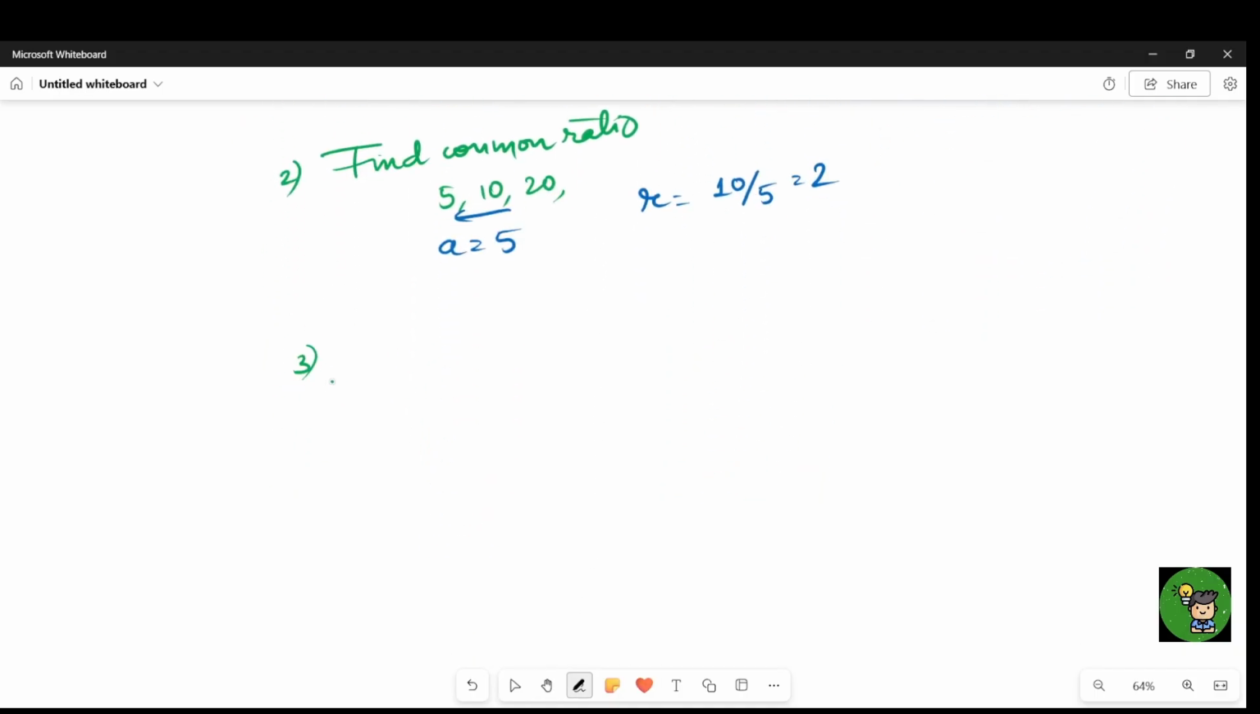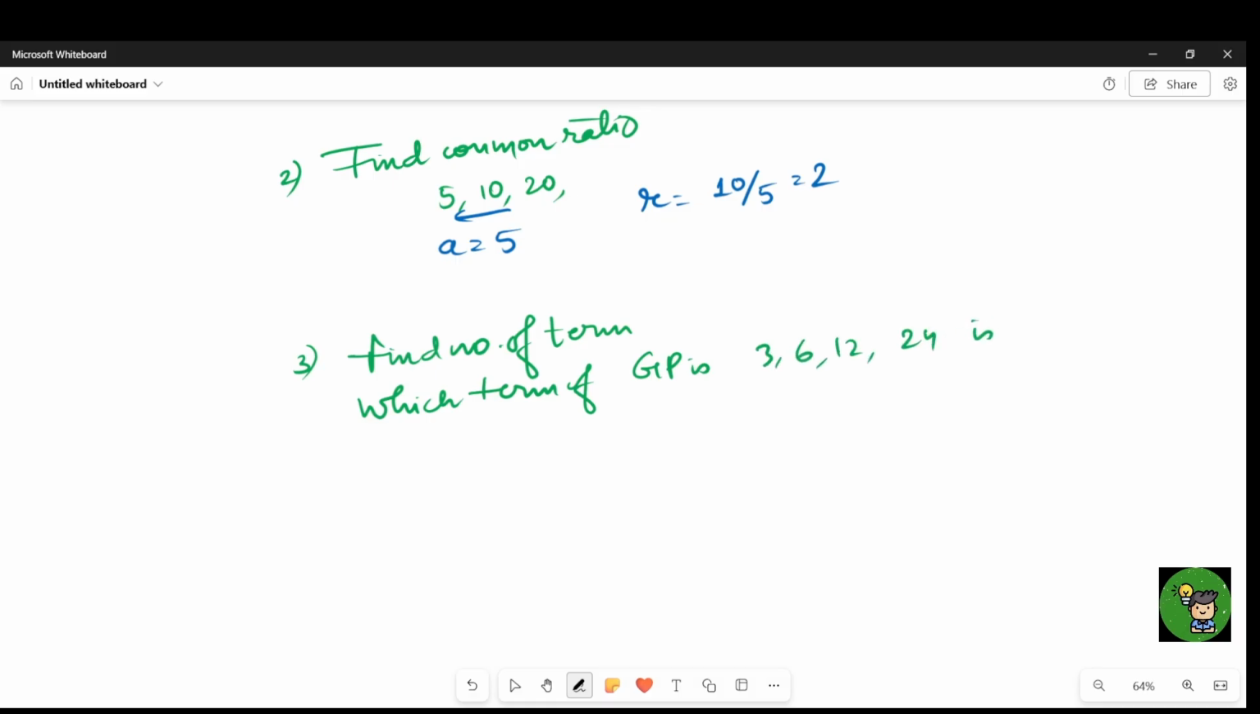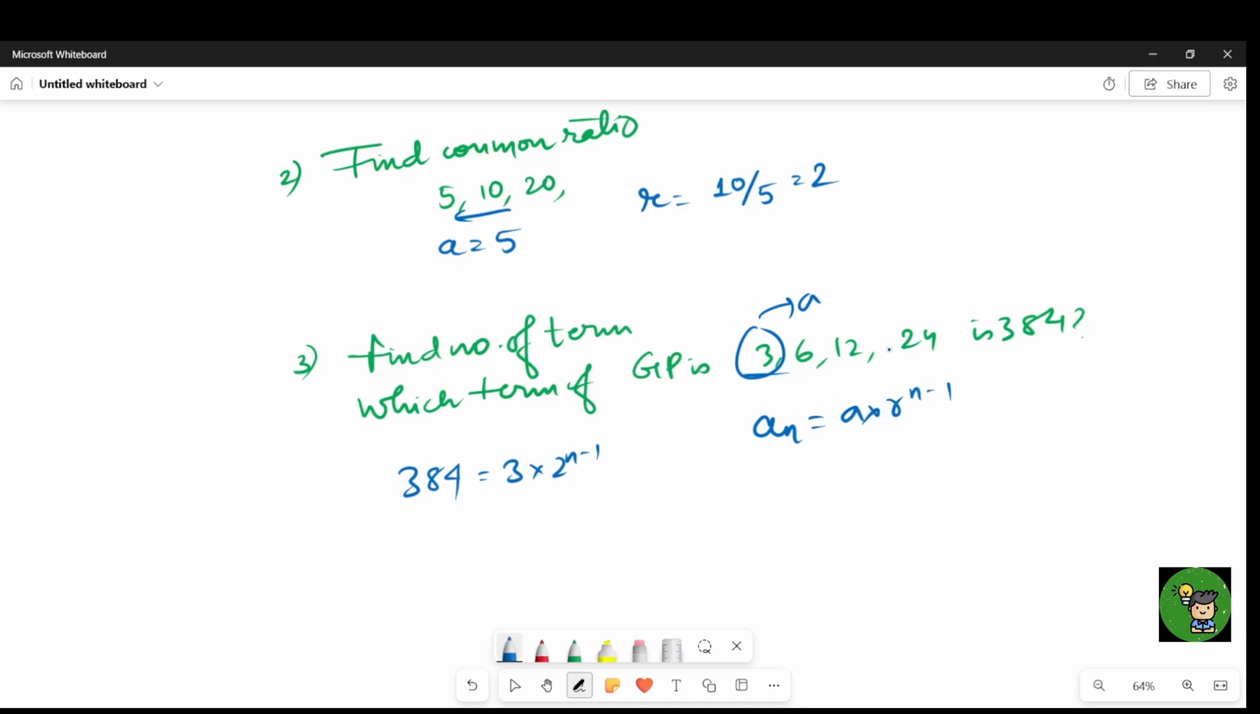Okay, easy. Now let's solve the next question. Question number 3: find the number of terms. Which term of the GP 3, 6, 12, 24 is 384? Now class, 384 is equal to 3 into 2 power n minus 1. How did we do it? Because we know An is equal to A into R^(n minus 1). This is our A, and R is equal to 6 by 3, equal to 2.